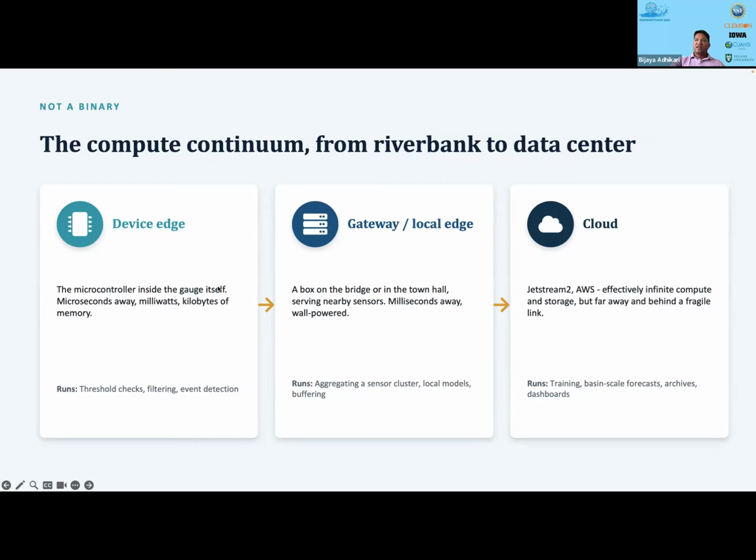So what are the different characteristics of these devices? The edge device is immediately next to the data, right there, but it doesn't have a lot of memory or a lot of power. It has to work on milliwatts, and it can only store kilobytes of memory. It can run things like threshold checks and filtering. A threshold check is also how we do event detection, in a sense: spikes, detecting sharp rises, and so on. On the other hand, these gateways are basically one communication hub away, in a sense.